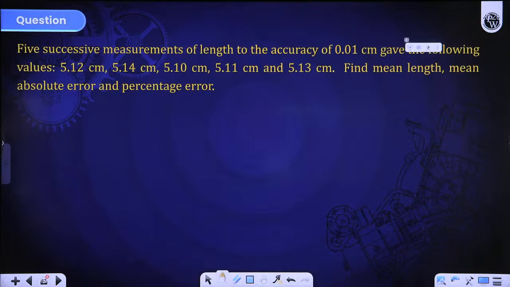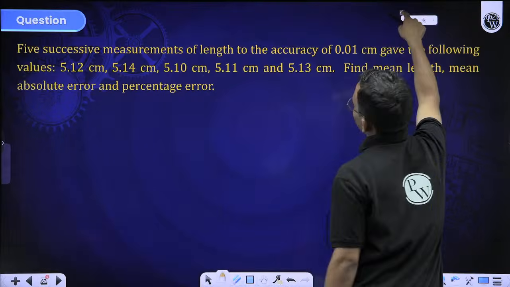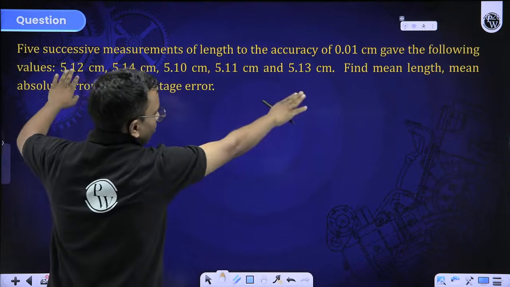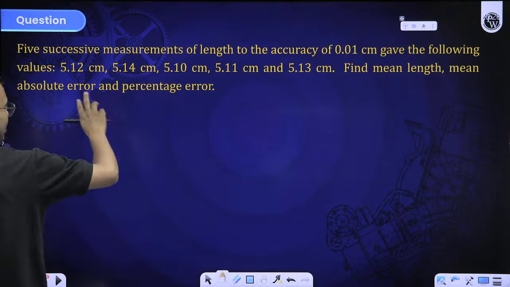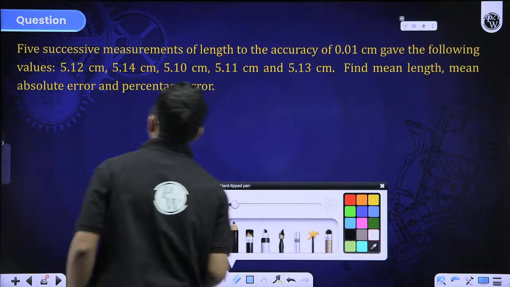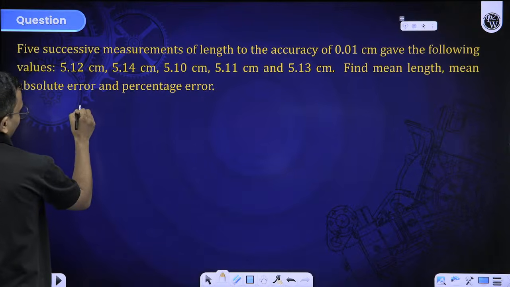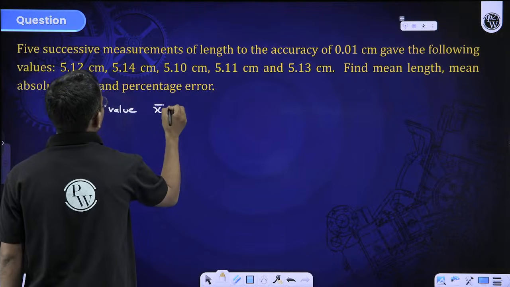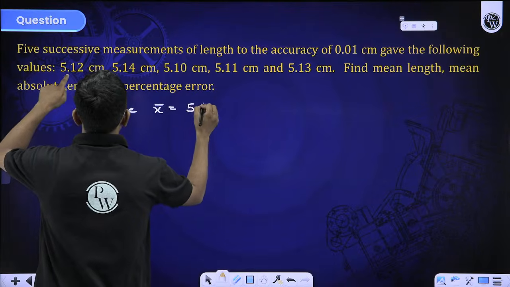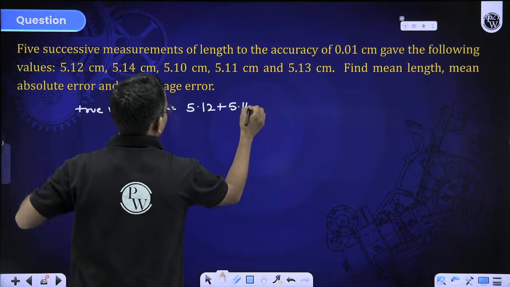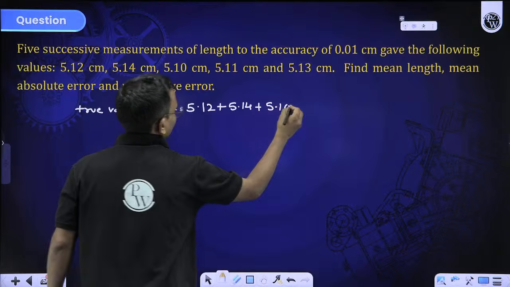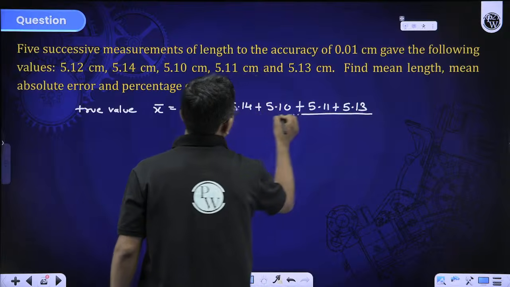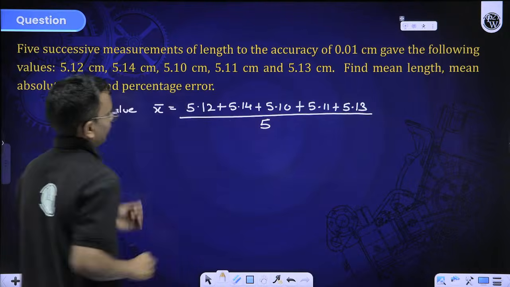Let us do this question here. I measured the length successively and got these values. I have to find the mean length, the mean absolute error and the percentage error. Let us do it quickly. So mean first, the true value, which we also call the mean value. Just add all of them and divide by 5: 5.14 plus 5.10 plus 5.11 plus 5.13, divided by 5.